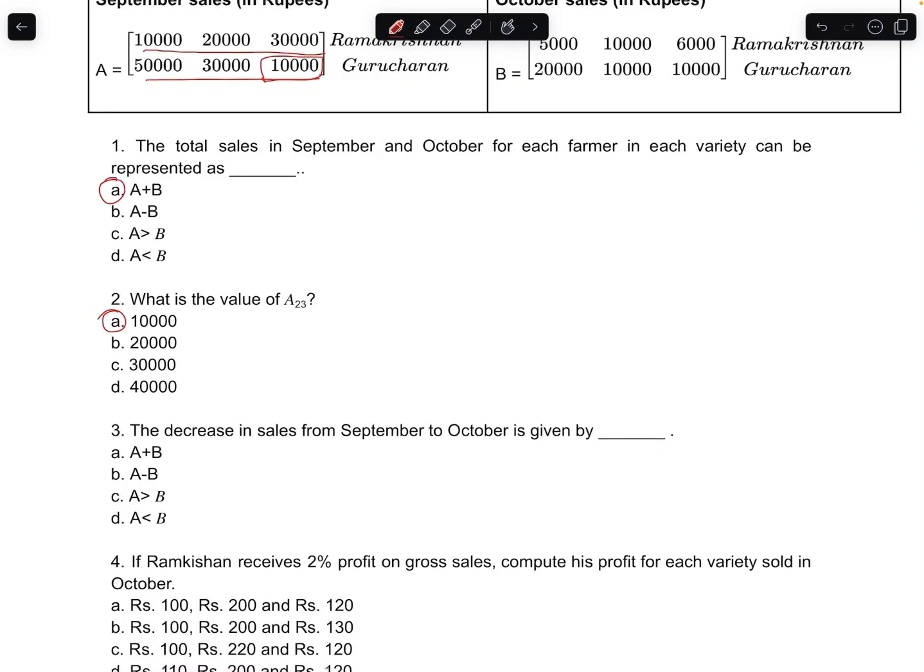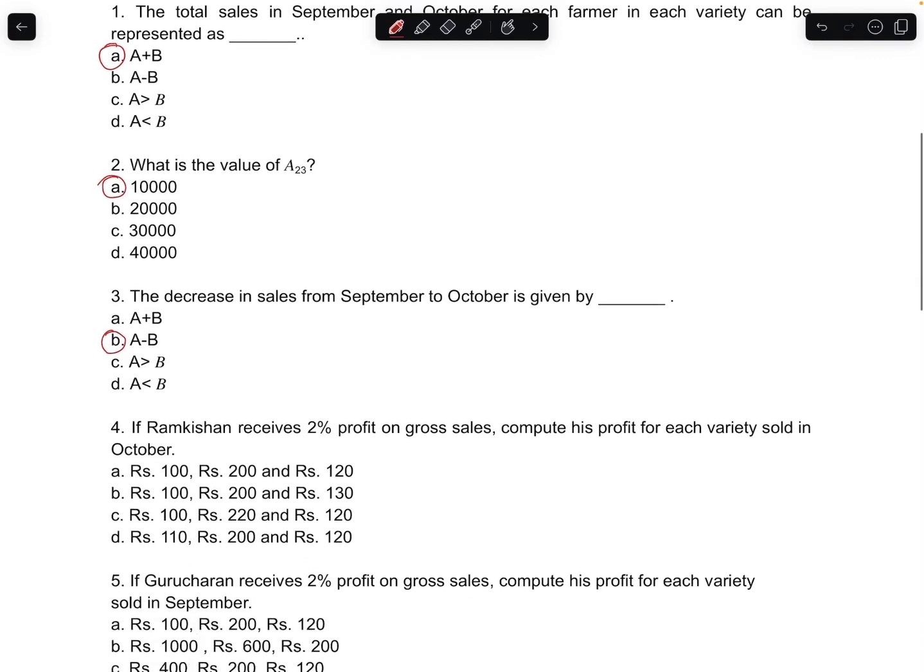Question 3. The decrease in sales from September to October is given by. Obviously, we have to subtract to get the decrease in sales. Answer is option B.